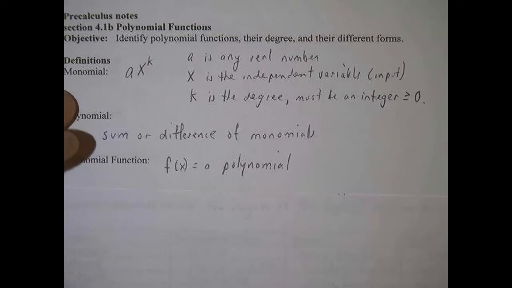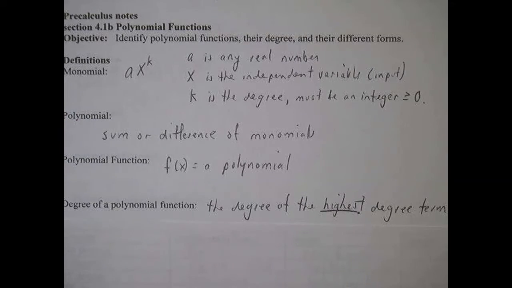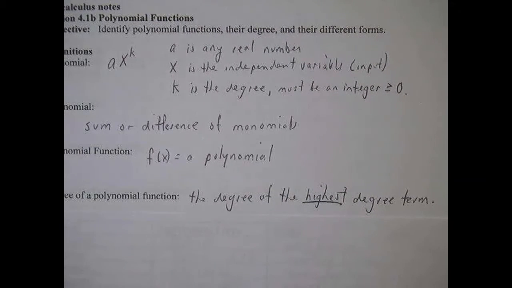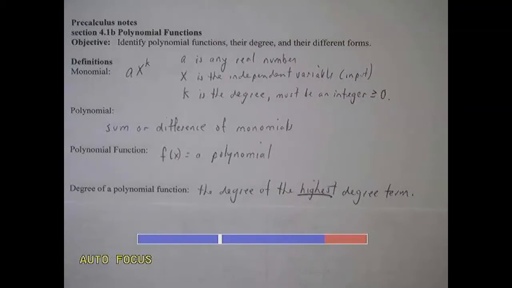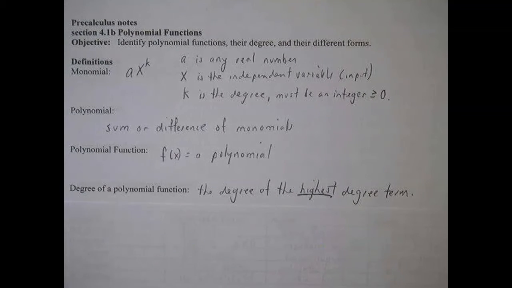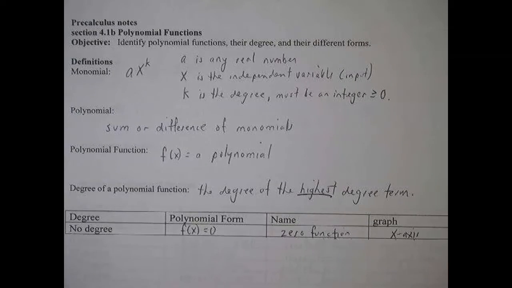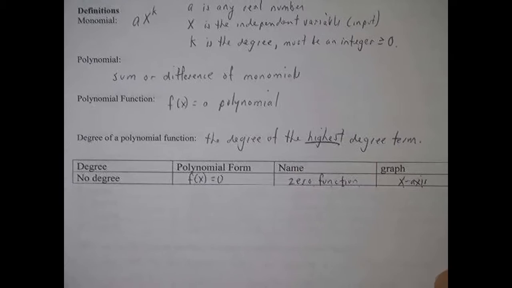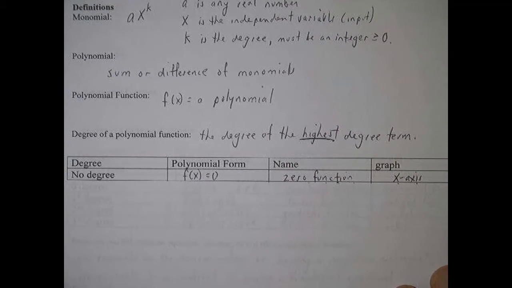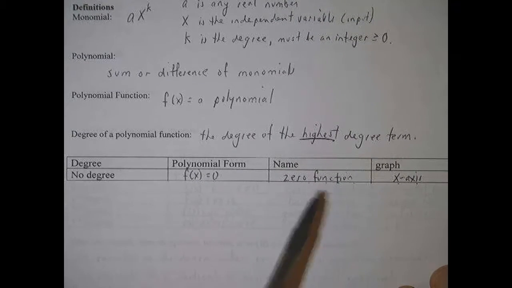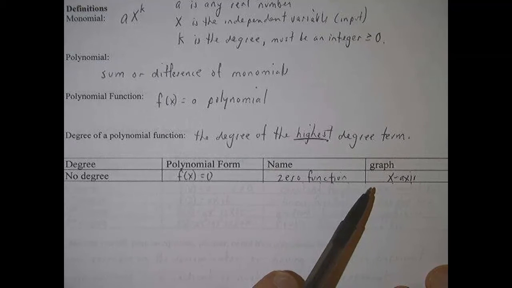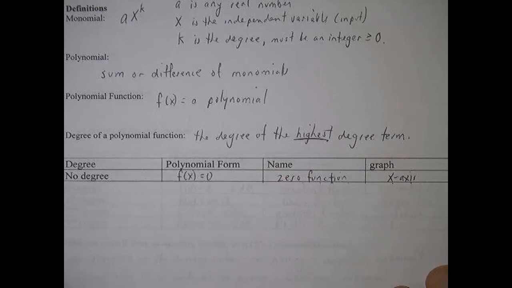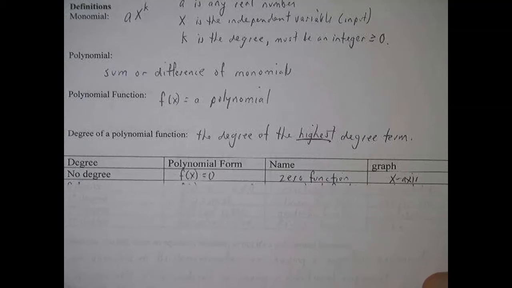Degrees of polynomial functions are determined by the highest degree term. So if there are many terms, and there can be infinitely many terms, the highest degree term determines the degree of the polynomial. The simplest polynomial has no degree at all. We call that the zero function, and that's just the x-axis. It is considered a polynomial function, but it's not the most interesting of polynomial functions.